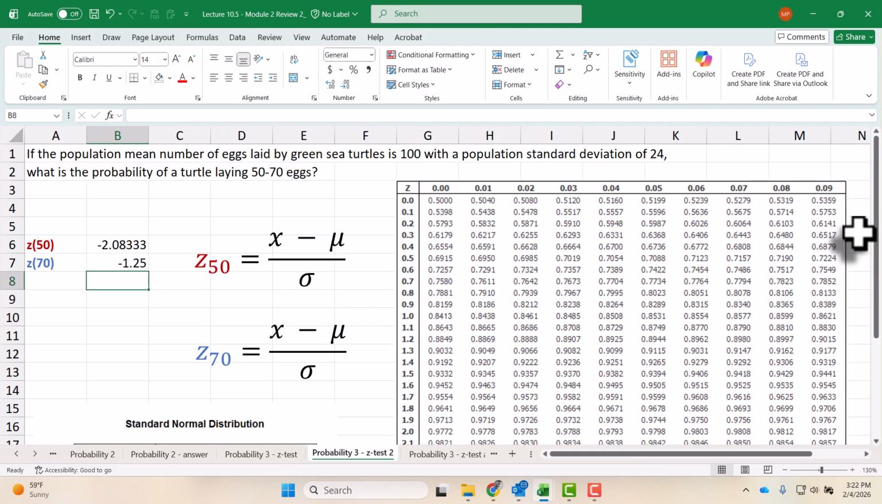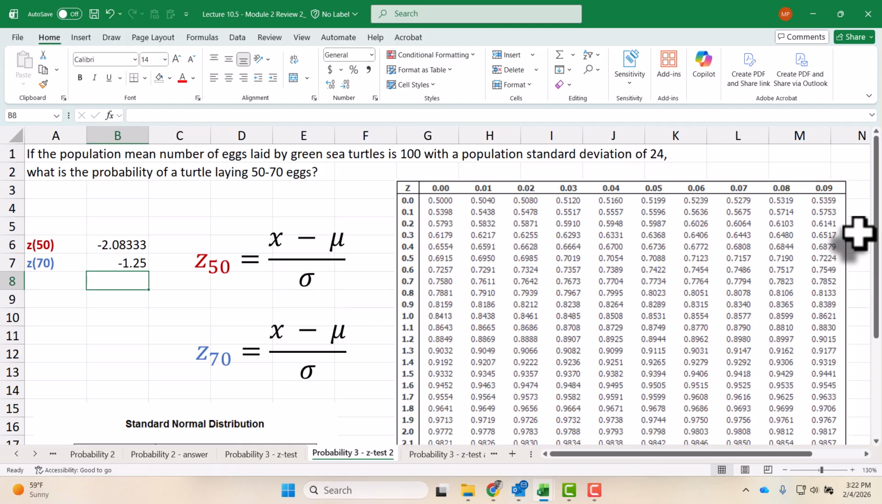Doesn't matter if we start with z of 50 or z of 70. But what is important for us to note is that negative 2.08 is equivalent to 2.08 for the z-table. Remember, for the normal distribution, it's symmetric on both the left and the right side of the curve. Same with z of 70. Negative 1.25 is equivalent to 1.25.